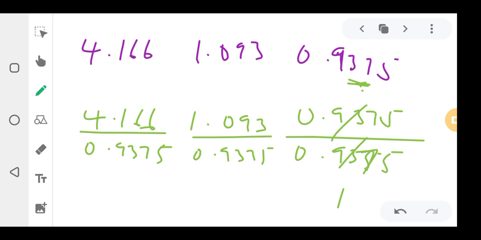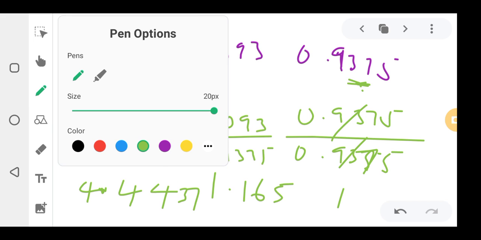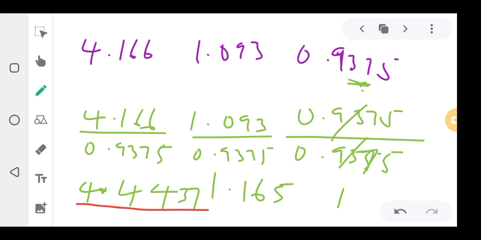And then 1.093 divided by 0.9375 is 1.165. And 4.166 divided by 0.9375, we have got 4.437. Okay, so these are the answers.